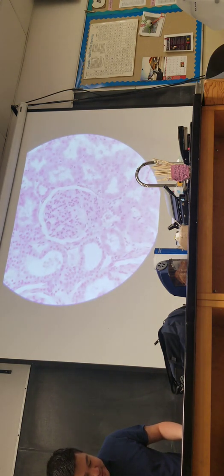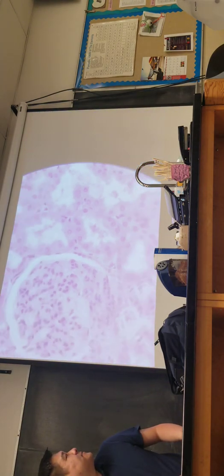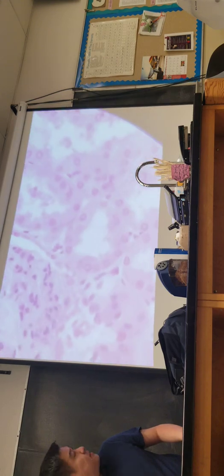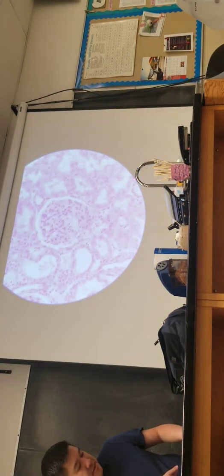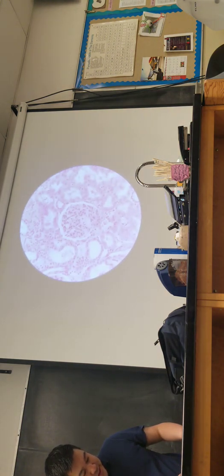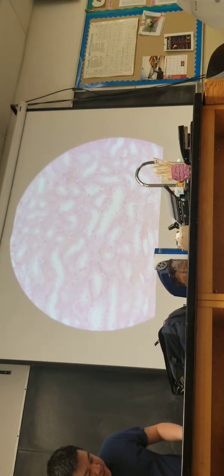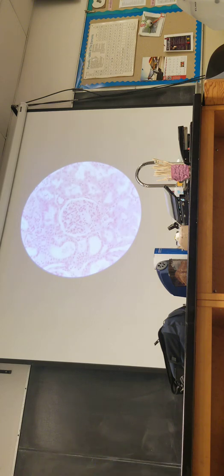So, let's review. This one, proximal, distal, collecting duct, and then if you want to see a nephron loop, it has to have simple squamous. So these aren't so hot looking. I'd find one that's really thin and straight. Okay, so that was the urinary system.